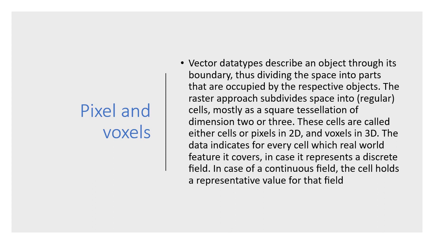Vector data usually uses a boundary to separate two objects, but raster data divides the complete area into equal parts. This equal part is called a cell. If it is in 2D, then we call it a pixel. If the cells are in 3D, then we call it a voxel. This is the only difference between pixel and voxel, the dimension. If it is 2 dimensional, it is a pixel, and if the regularly spaced cell is 3 dimensional, it is called a voxel.